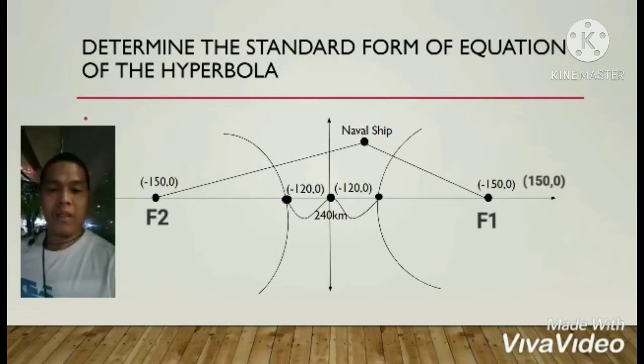Here is our naval ship P, and we have our focus 1, which is (150, 0), and our focus 2, which is (-150, 0), and we have our center, and the transverse axis of 240 kilometers, and the vertices, which are (-120, 0) and (120, 0).